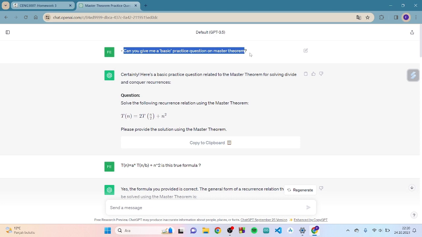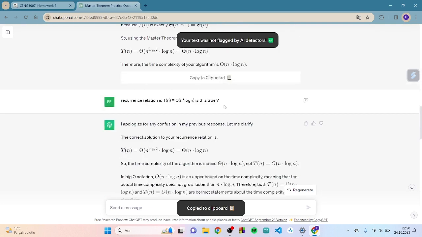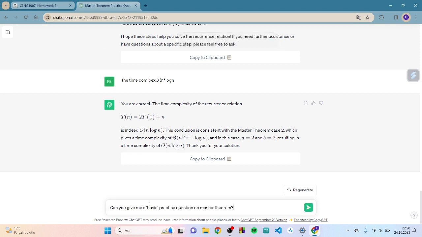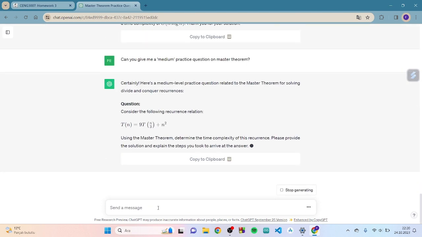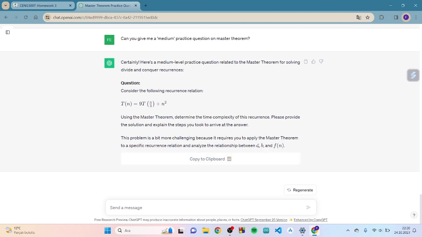And I ask for a medium problem. Can you give me a medium practice question on the master theorem? Okay, the question is this one. Using the master theorem, determine the time complexity of this recurrence. Please provide the solution and explain the steps you took to arrive at the answer. This problem is a little more challenging because you apply the master theorem to a specific recurrence relation and analyze the relationship between a, b, and f(n).